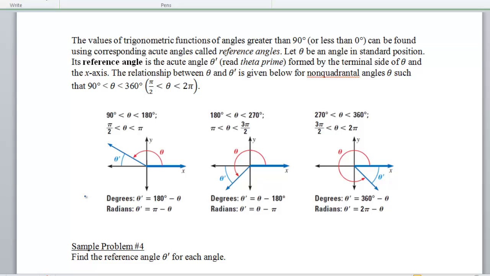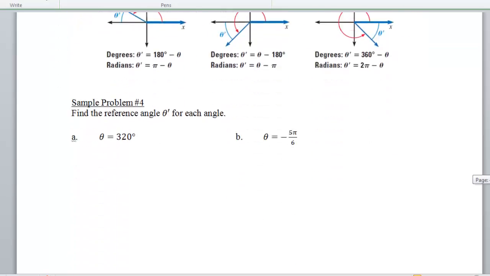So before we do a problem like that in the next lesson, what you'll need to do is get comfortable actually coming up with the reference angle. So definitely use these three pictures, visual references, to help you out with this. For sample problem number 4, go ahead and try to find the given reference angle for each of these.